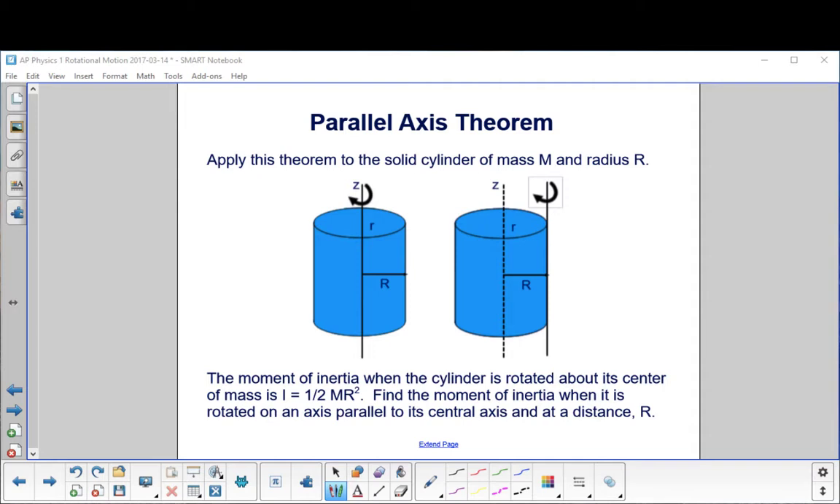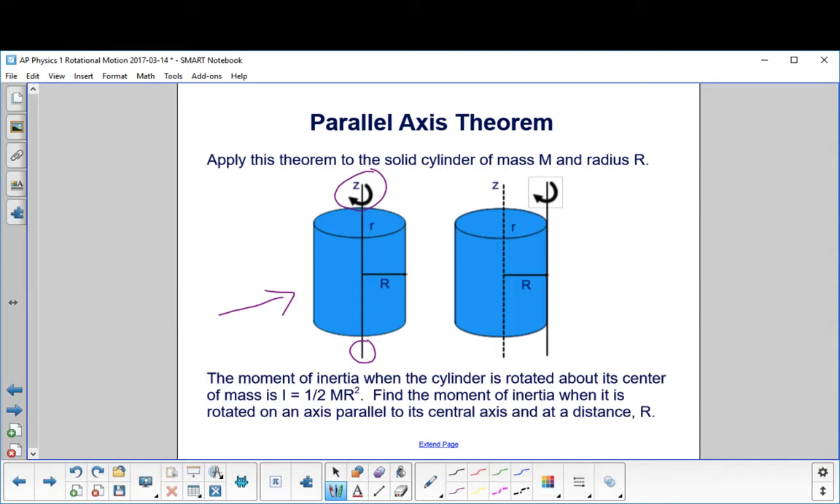As always, we can never really understand a theorem until we actually use it. So we're going to apply it to the solid cylinder over here. It has a mass, capital M, and radius r. The moment of inertia when the cylinder is rotated about its center, that's this one right here. Here's your center of mass rotational axis. So that moment of inertia is 1/2 mr squared.